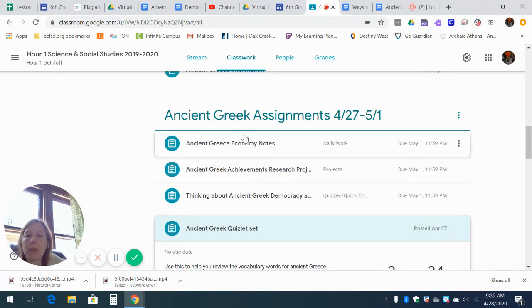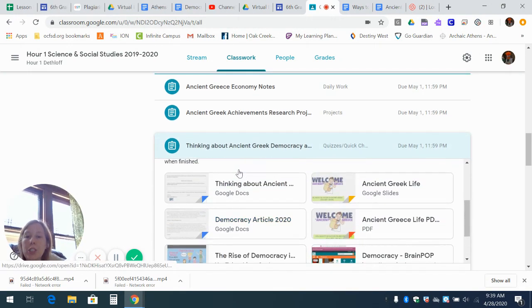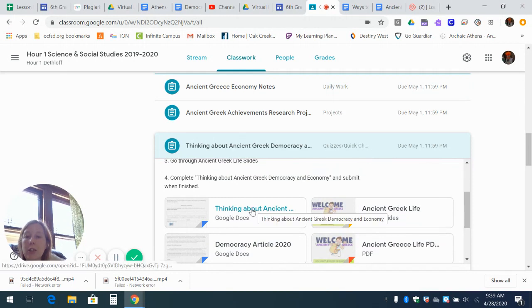So again, this week you have 3 things to do: the economy notes, the research project, and the quiz about democracy and economy, okay, which is filling out the questions in this document right here. Remember, on these documents, you can type right in them and then hit turn in when you're done.